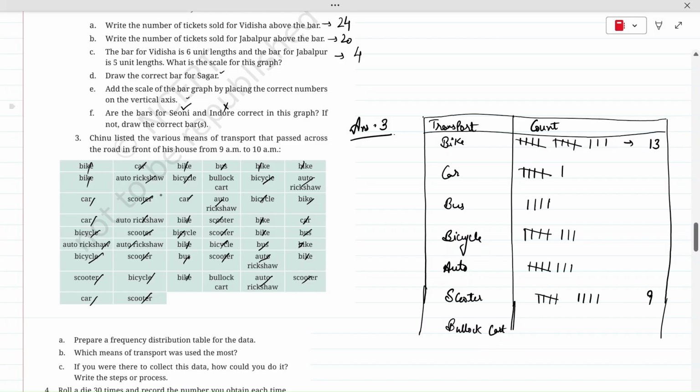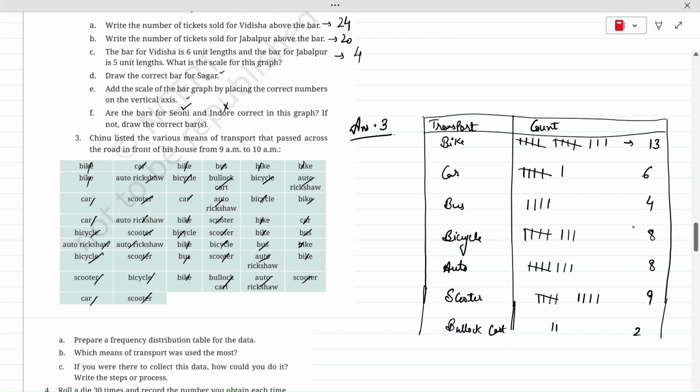And last is bullock cart. So how many bullock carts? 1 and 2. Okay, so 2 here. This is 6, this is 4, this is 5 plus 3, 8, this is 5 plus 3, 8 again, and 9 and 2. Okay, now prepare the frequency distribution for this data.